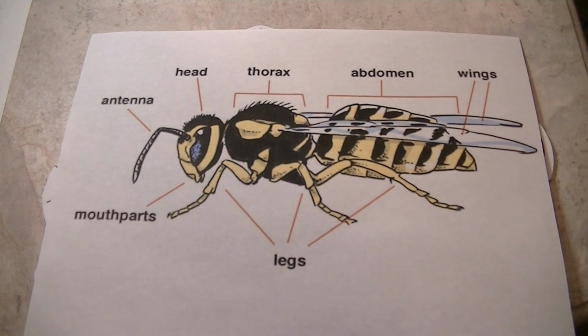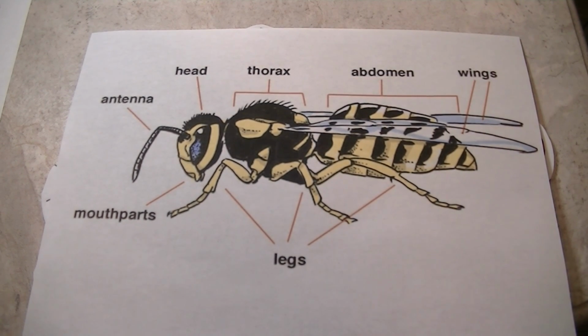The thorax. This is the middle section of an insect's body. This is where the insect's legs and wings attach to its body. Also, there are 3 pairs of jointed legs, 6 in total.